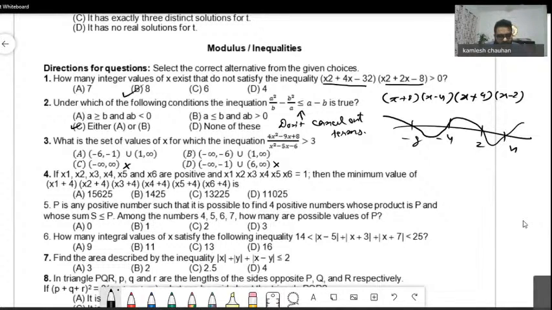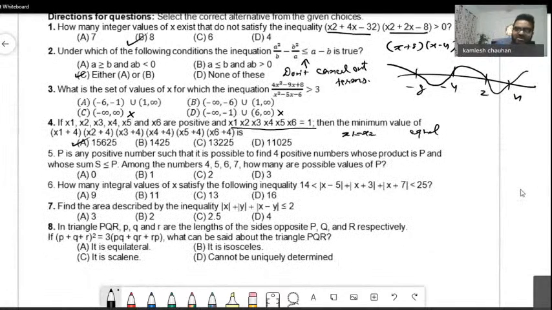Okay, question number 4. These are the 6 numbers given. The multiplication of these numbers is 1. The minimum value of the sum is when all these numbers are equal. That means each one is equal to 2. So that comes to 5 to the power 6, and among these numbers, 5 to the power 6 is option A.